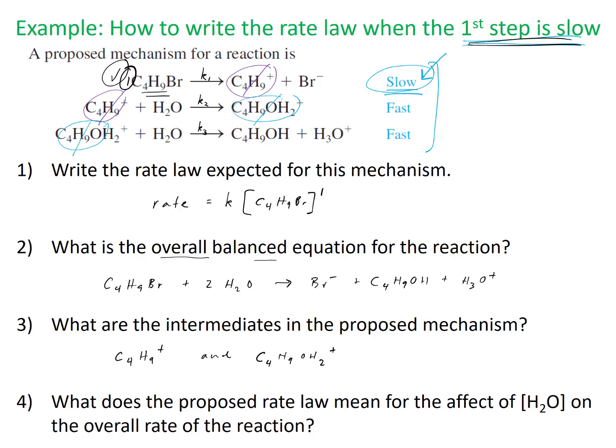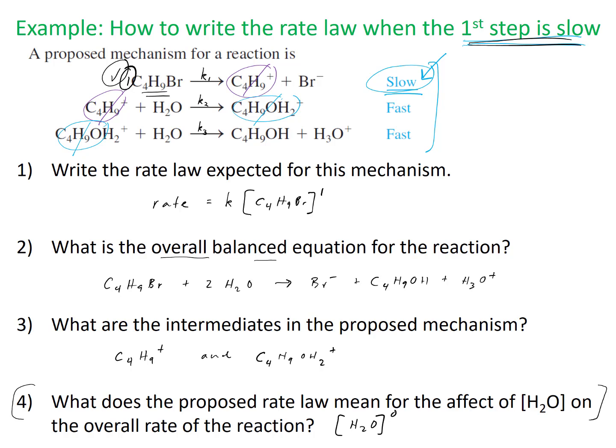Here's a thought question I included. Question 4 says, what does the proposed rate law mean for the effect of H2O on the overall rate of the reaction? As you see, the overall reaction includes H2O. But if you notice, H2O is not part of the rate law. So what must that mean for H2O? If I make it 1 million molar, does that have an effect on the overall rate? No, because it's not appearing here. So what does that mean for H2O? What order is it for H2O? It must mean that H2O is 0 order.